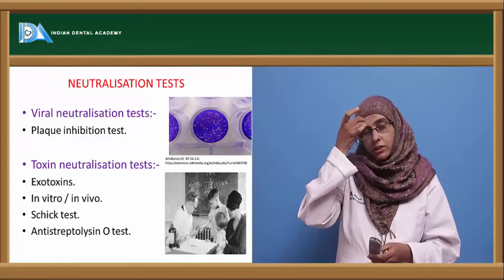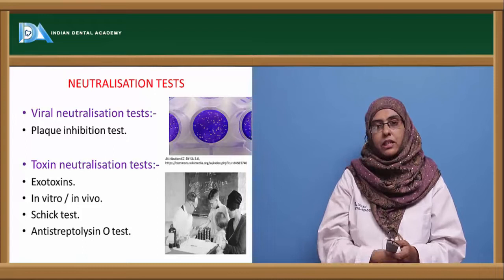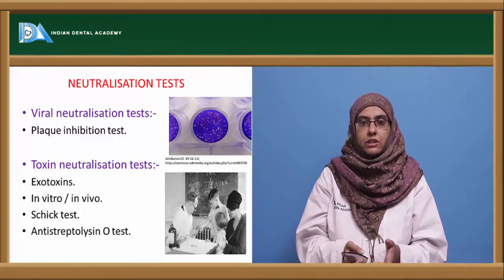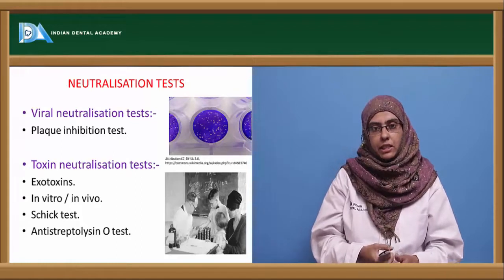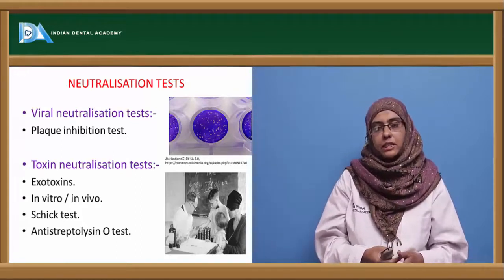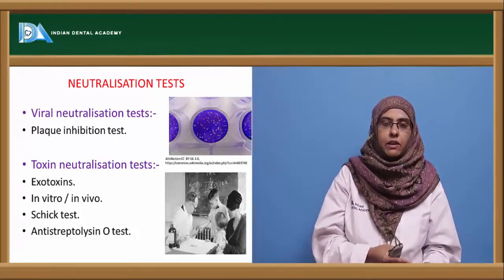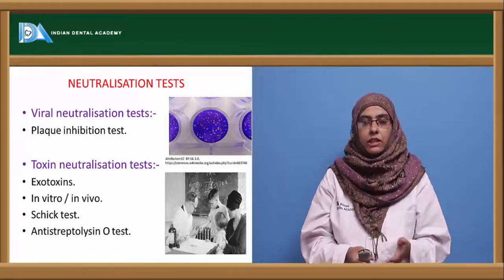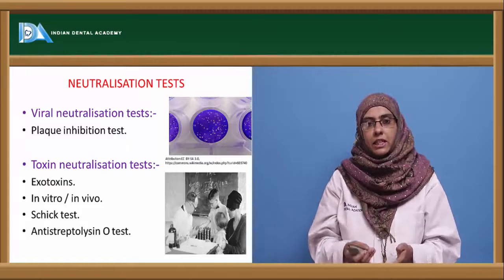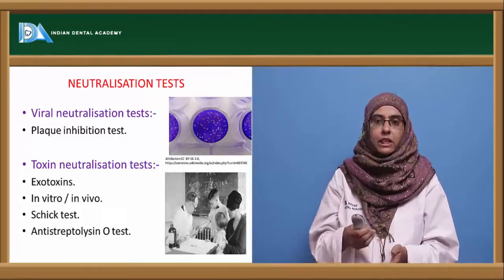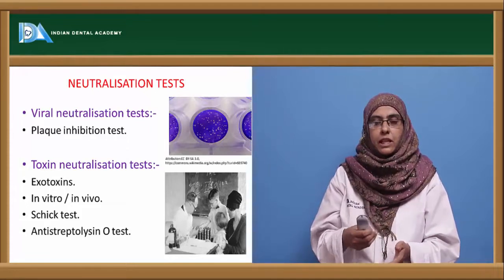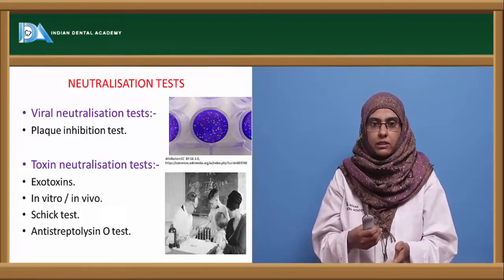And similarly, toxin also causes a pathogenic effect inside the human, and there are exotoxins and endotoxins that usually are pathogenic. Here the toxin neutralization test can be done either in vivo or in vitro. In case of diphtheria toxin, in vivo, we can detect by injecting a small amount of diphtheria toxin intradermally, and the antitoxins that are usually present can be detected via the skin test.